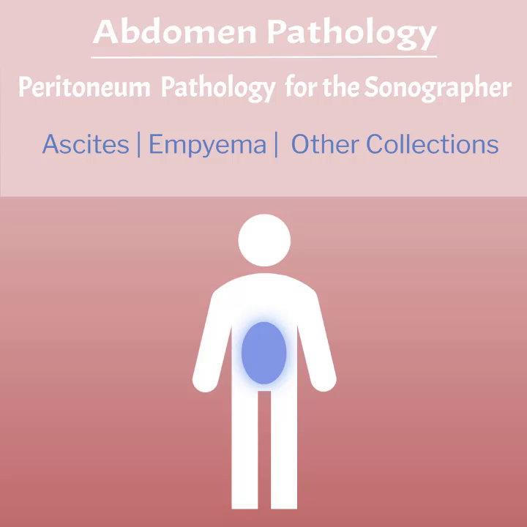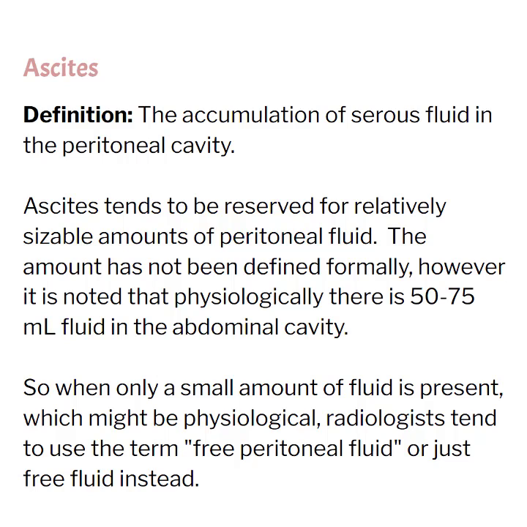Welcome to our sonography lecture on abdomen pathology, part 3 of 4, where we will take a look at peritoneum pathology for the sonographer. This lecture will include topics such as ascites, empyemas, abscesses, and other collections. We're going to start our lecture off with ascites.